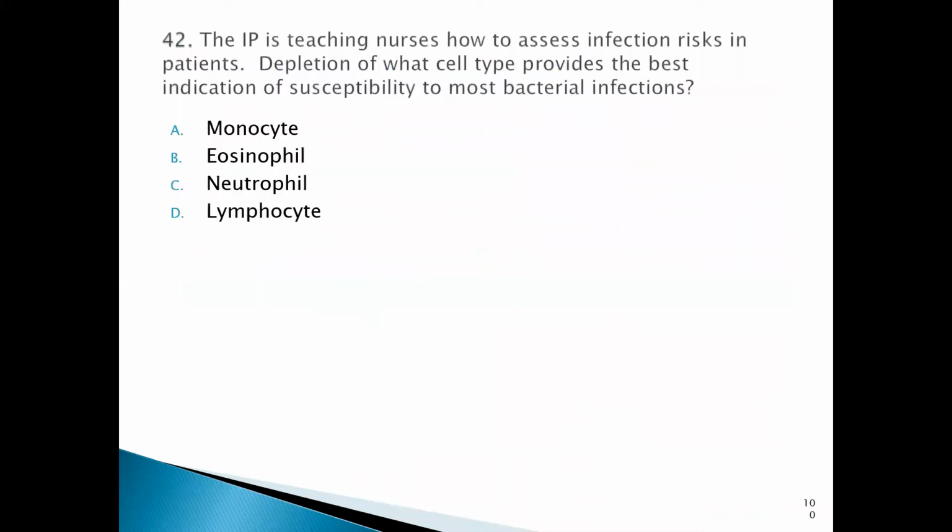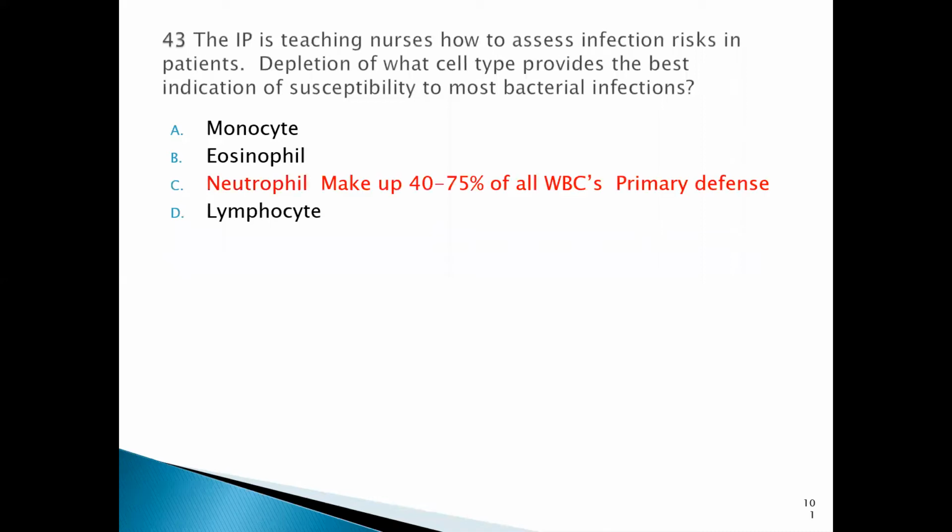Number 42, the IP is teaching nurses how to assess infection risks in patients. Depletion of what cell type provides the best indication of susceptibility to most bacterial infections? A, monocyte, B, eosinophil, C, neutrophil, and D, lymphocyte. Okay, so the answer to this question is C, neutrophils, and they make up 40 to 75% of all white blood cells and are the primary defense in our bloodstream.